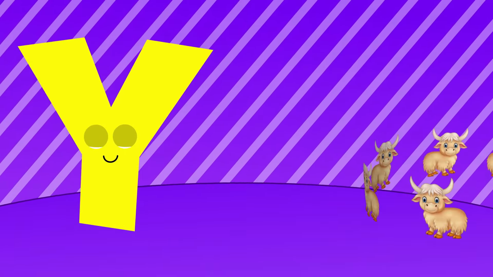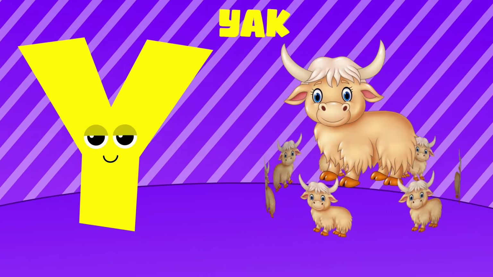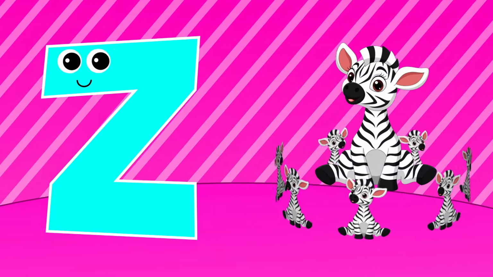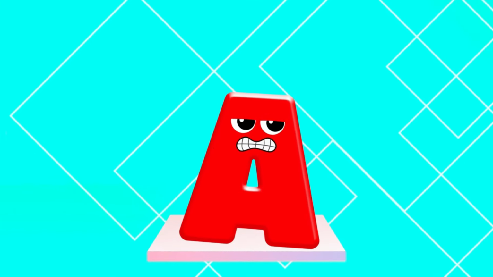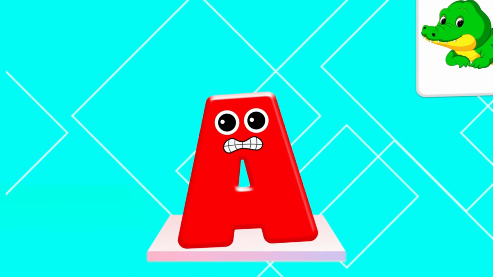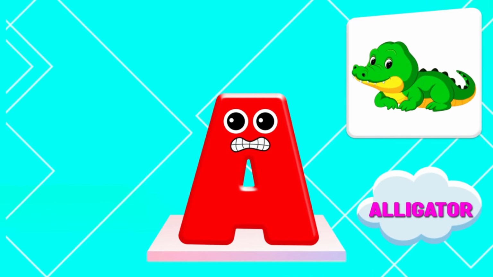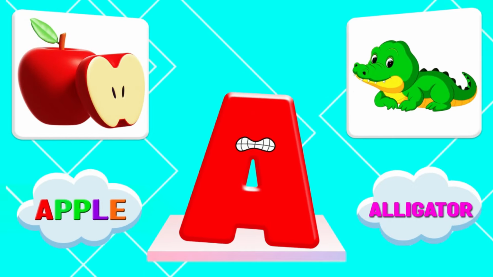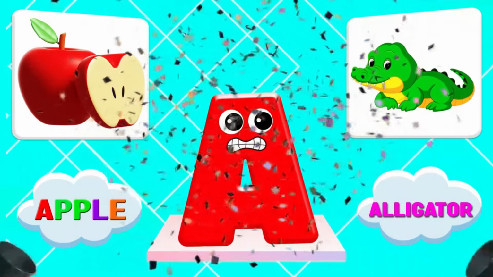Y is for yak, yak. Y, yak. Z is for zebra, zebra. Z, zebra. A is for alligator. Alligator. A is for apple. Apple.